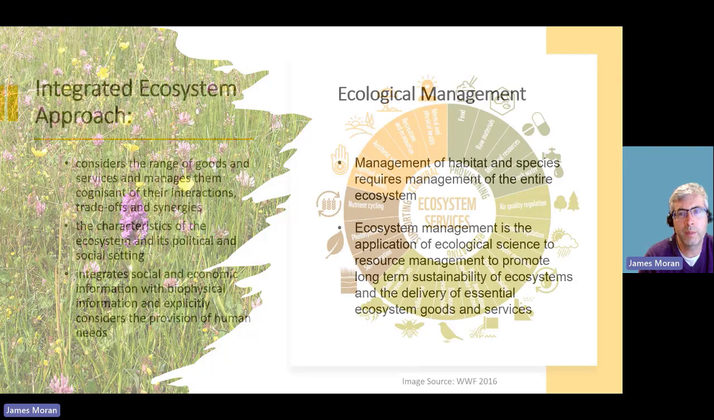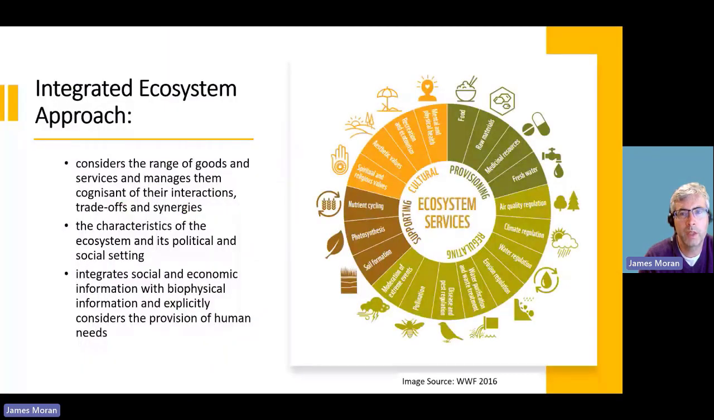In taking an integrated approach to ecosystem management, we consider a range of goods and services and manage in areas cognizant of their interactions, trade-offs and synergies. The integrated ecosystem approach also takes into account the characteristics of the ecosystem in terms of its political and social setting. The approach integrates social and economic information with biophysical information and explicitly considers the provision of human needs.